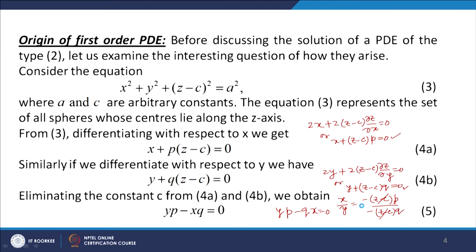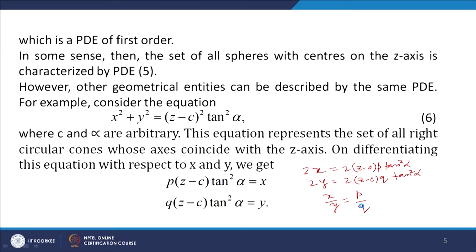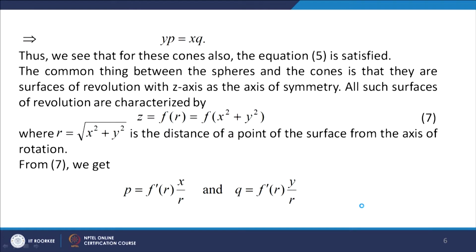So, here we get again the same partial differential equation, yp minus xq equal to 0. Thus, we see that for these cones also the equation 5, that is yp equal to xq, is satisfied. The common thing between the spheres and the cones is that they are surfaces of revolution with the z axis as the axis of symmetry.